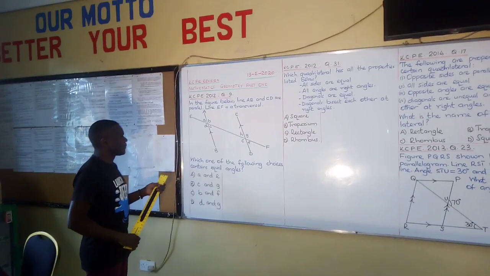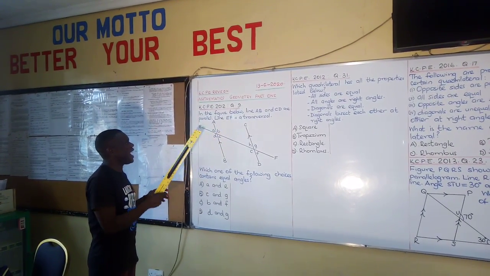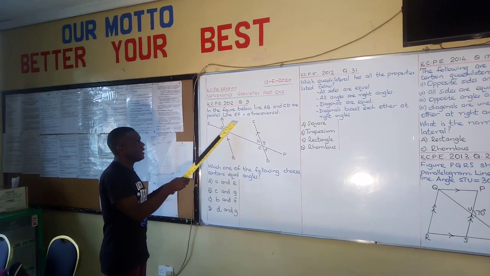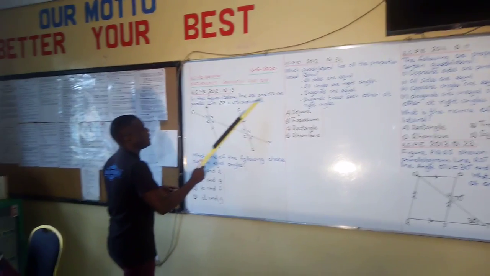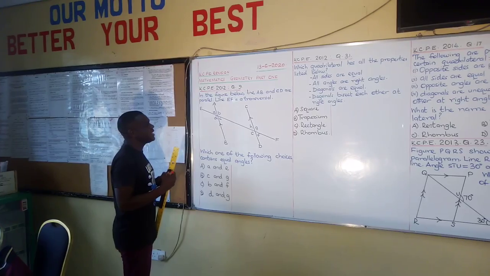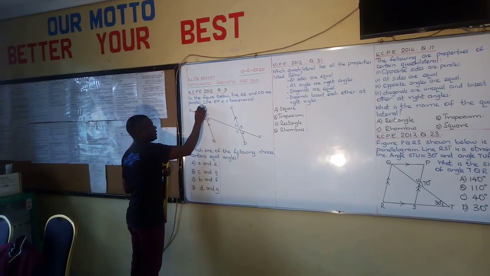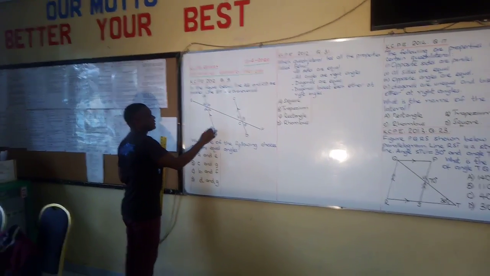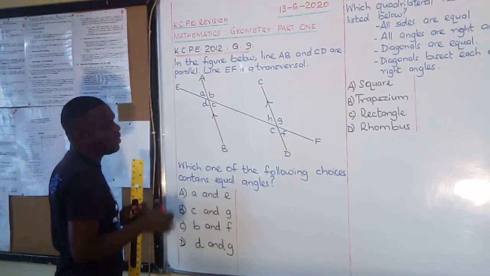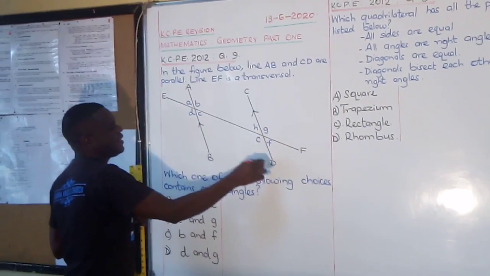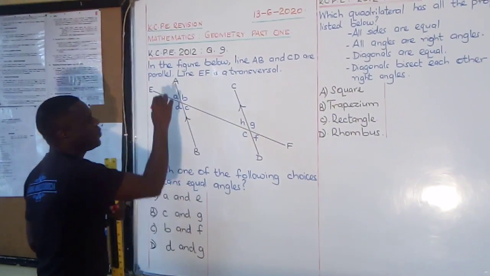Question number 9. In the figure below, line AB and CD are parallel. Line EF is a transversal. Which are these lines, AB and CD? A line is named after the endpoints of that line. So this line starts at A and ends at B, so it's called line AB. This line is called CD because it starts at point C and ends at point D. So those two lines are parallel.